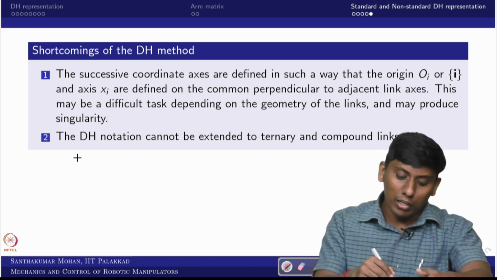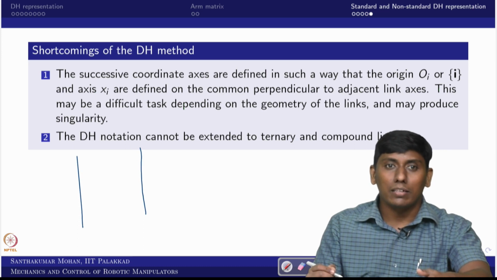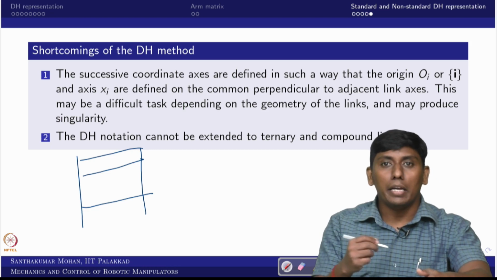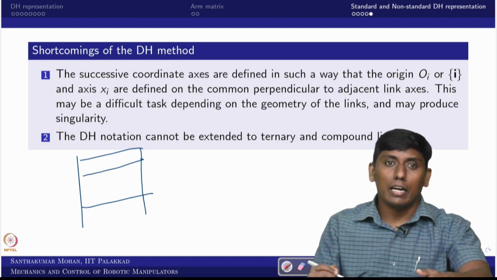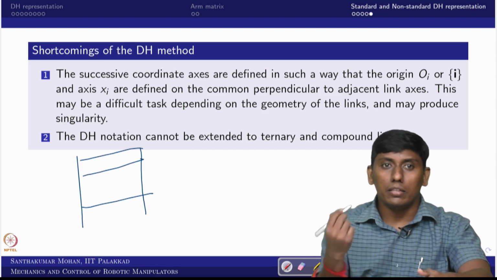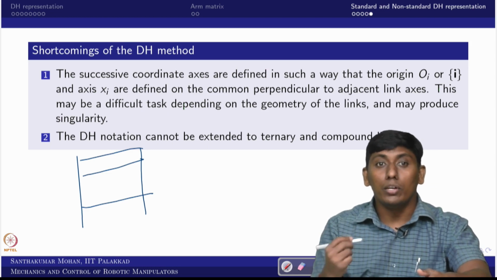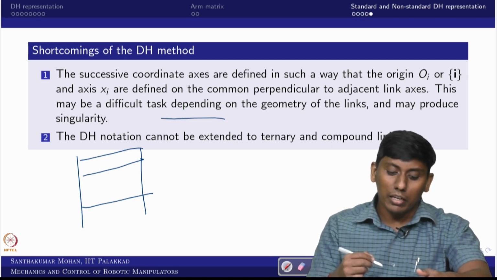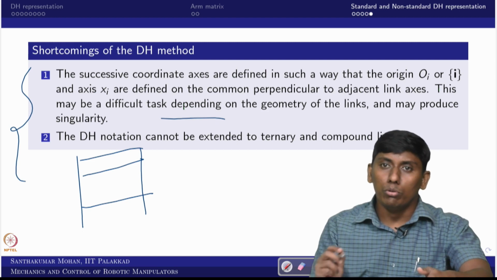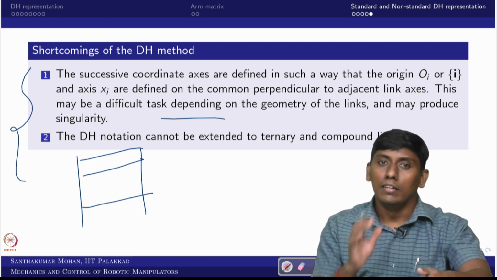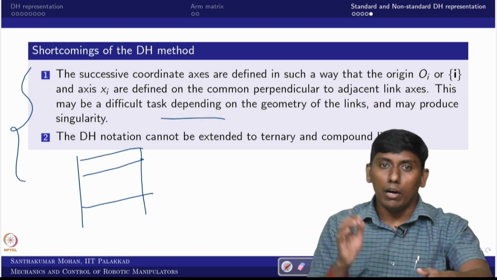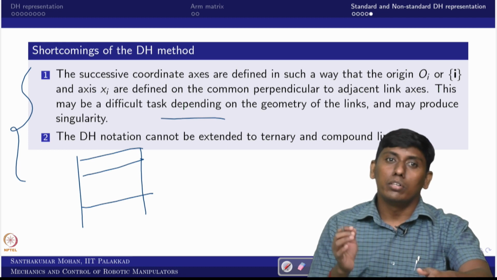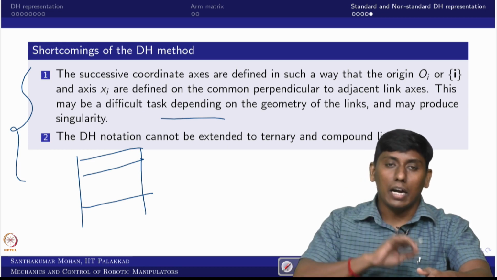And the third thing is if you have parallel axes, the common normal can come at an infinite location. So how will you find that? This is another case. It gives some benefit and at the same time it gives a trivial or non-trivial solution also. So these are the cases. Now you know what the DH representation is, how we obtain the arm matrix, what the shortcomings of the DH method are, and what the basic difference between the standard and non-standard is.